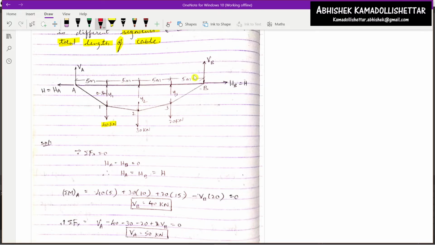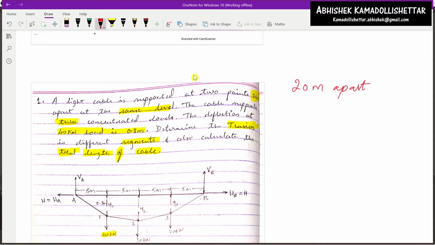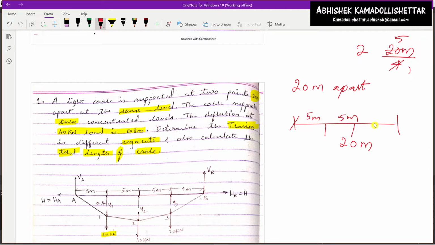Here you can see that the cable is supported at 2 points 20 meters apart, and 3 loads have been given. So you have a 20 meter span here with 3 loads. You have to distribute them equally: 20 meters divided by 3 loads means you require 4 spacings, so you separate each load by 5 meters, with 5 meters at the last as well.